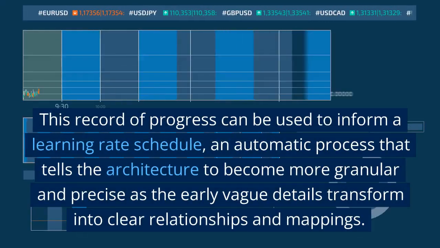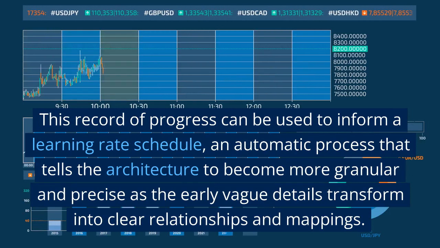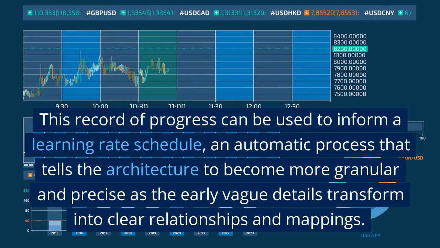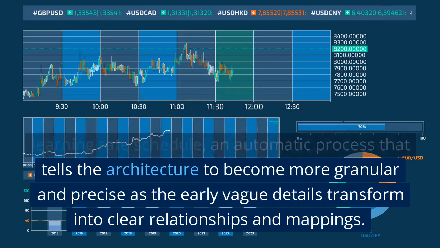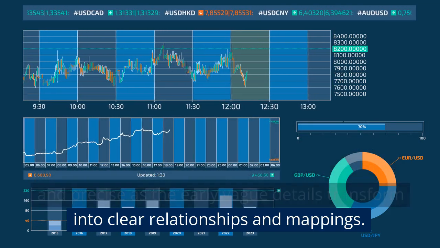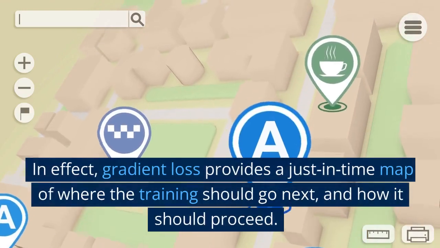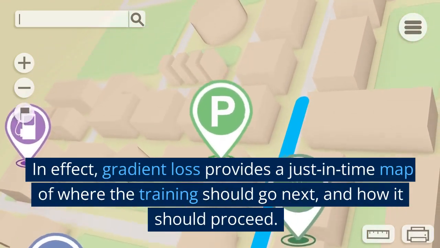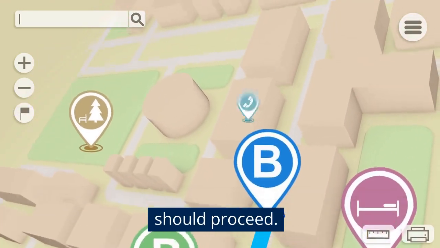This record of progress can be used to inform a learning rate schedule, an automatic process that tells the architecture to become more granular and precise as the early vague details transform into clear relationships and mappings. In effect, gradient loss provides a just-in-time map of where the training should go next, and how it should proceed.